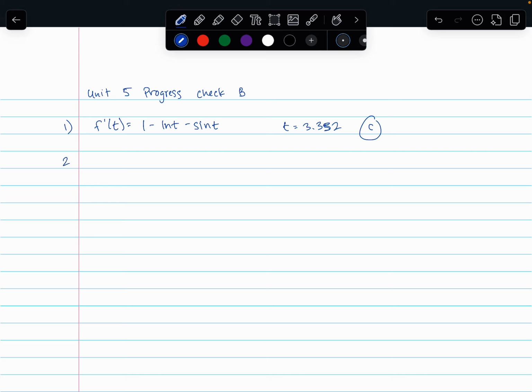So for 2, let f be the function with the first derivative. At what values of x does f have a relative maximum? So this is f prime of x. f prime of x is equal to x plus 1 times x minus 2 times x minus 3. And so f prime is going to be equal to 0 at x equals negative 1, at x equals 2, and at x equals 3.